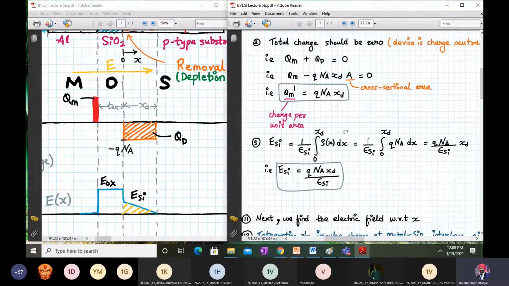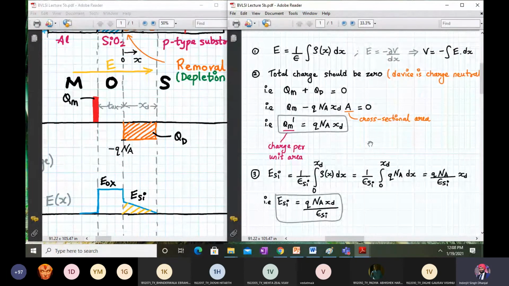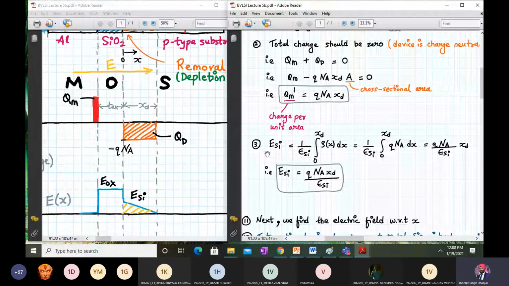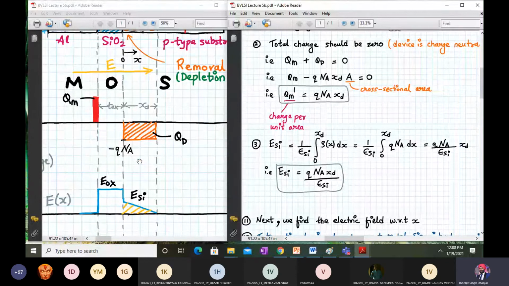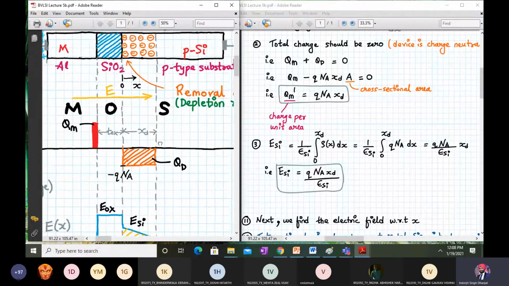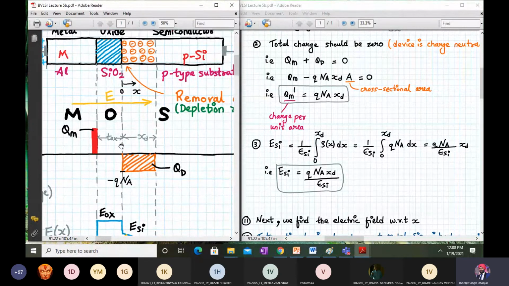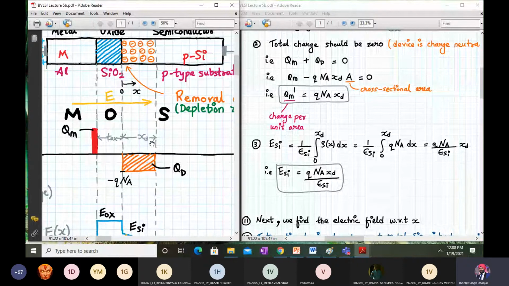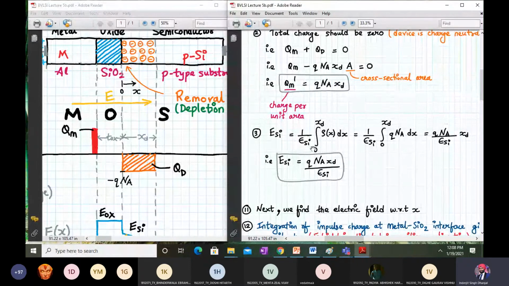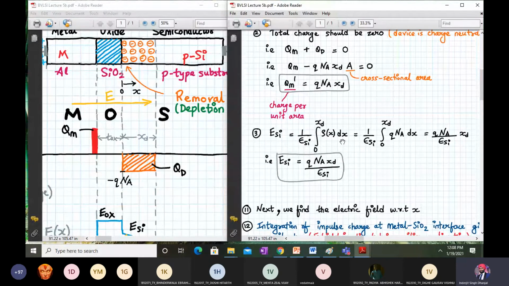Now, we already knew the electric field formula. We are finding the electric field in the silicon, which is given by E in silicon equal to 1 upon epsilon SI, in the depletion region only. So we will integrate from 0 to XD only. If we consider this as 0 on the x-axis, we go from 0 to XD. So 1 upon epsilon SI, integral from 0 to XD of rho of x dx. And rho of x is actually nothing but q into NA.